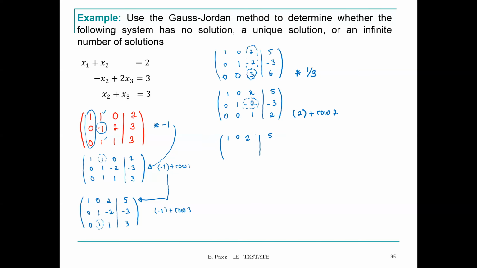This is 2. And then the second row stays the same. So 1, I'm sorry, the second row will change. Now we are multiplying 2 by the third row and adding to row 2. So this is going to be 1. This is going to be 0. And this is going to be equal to 1. And then we have 0, 0, 1, 2.